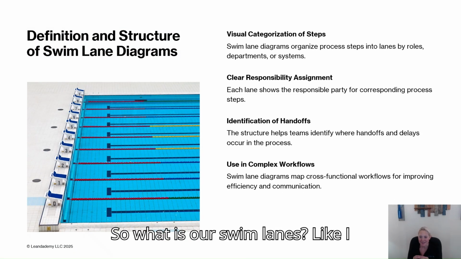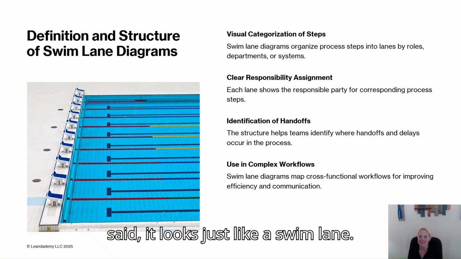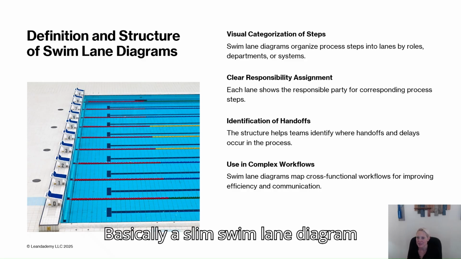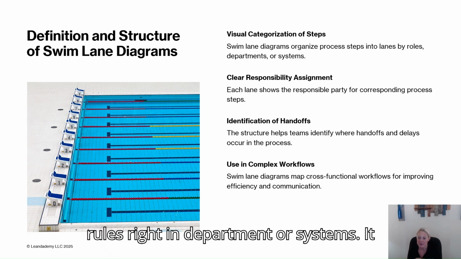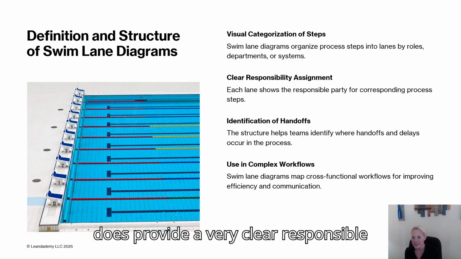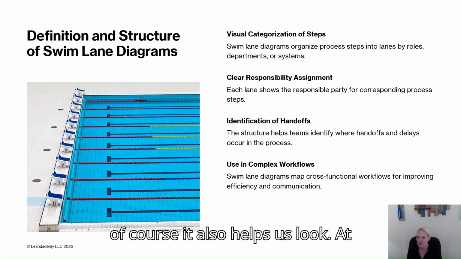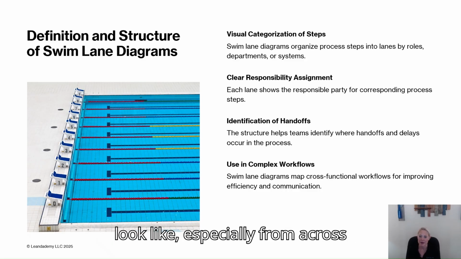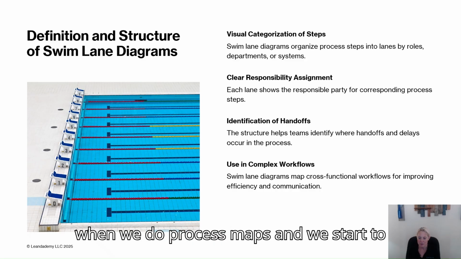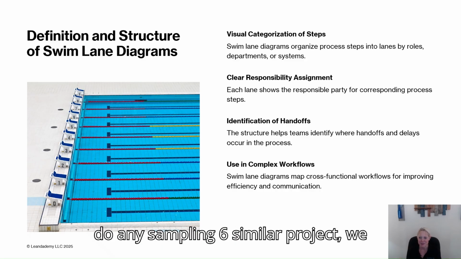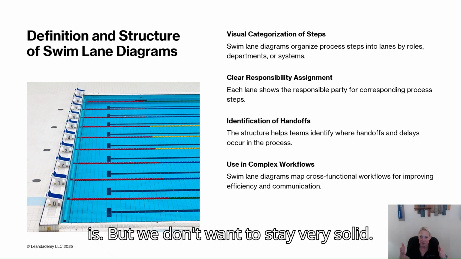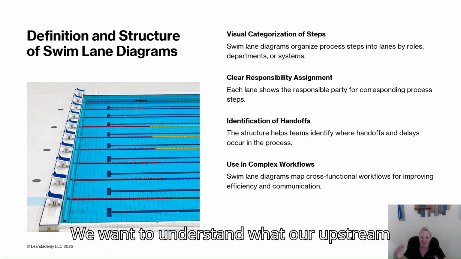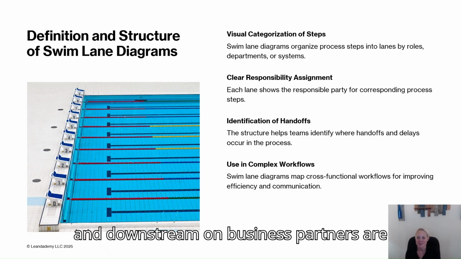So what are swim lanes? Like I said, it looks just like a swim lane. Basically, a swim lane diagram organizes process steps into lanes by roles, departments, or systems. It provides very clear responsibility assignment, identification of handoffs, and it also helps us look at what those complex workflows look like, especially from a cross-functional perspective. Because usually, when we do process maps and start any type of Lean Six Sigma project, depending on how big your project is, we don't want to stay very siloed. We want to understand what our upstream and downstream business partners are doing.